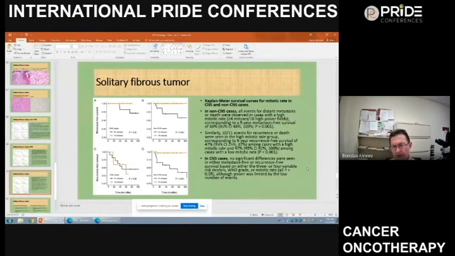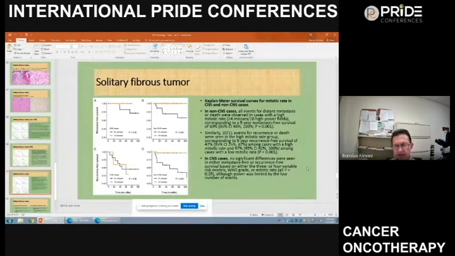As far as the mitotic rate for CNS and non-CNS cases is concerned, in non-CNS cases, all events for distant metastasis or death were observed in cases with a high mitotic rate, more than 4 mitoses per 10 high power fields, corresponding to a 5-year metastasis-free survival of 69%. Similarly, 10 of 11 events for recurrence or death were seen in high mitotic rate groups, corresponding to a 5-year recurrence-free survival of 47% among cases with a high mitotic rate and 97% among cases with low mitotic activity.